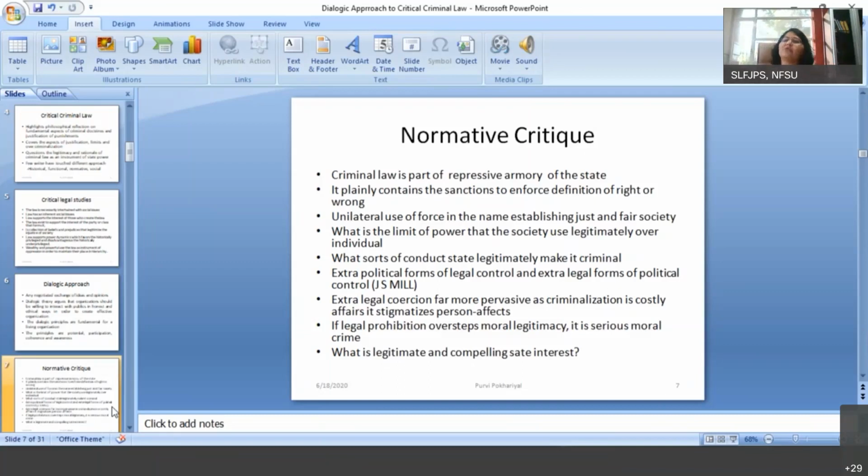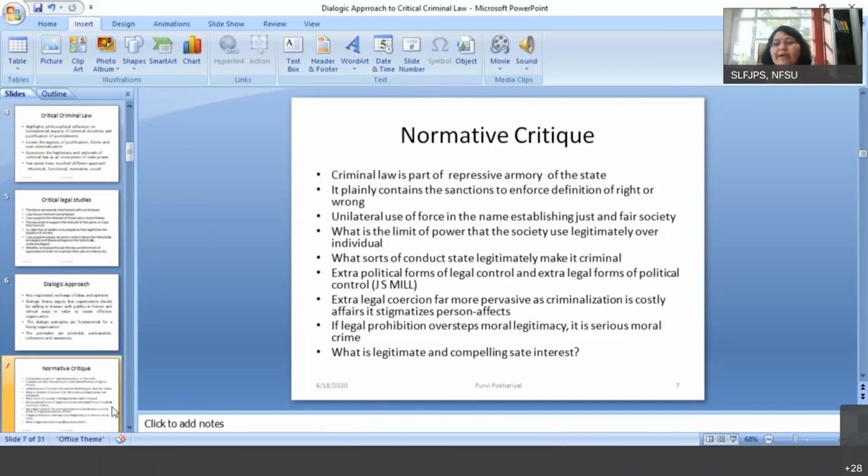So we always look at the unilateral approach: why are we doing this, why do we need to have very strong, very strict penal sanctions, stricter criminal laws, a higher conviction rate? Because we want to justify these things. We want to justify the unilateral use of force for establishing a just and fair society.